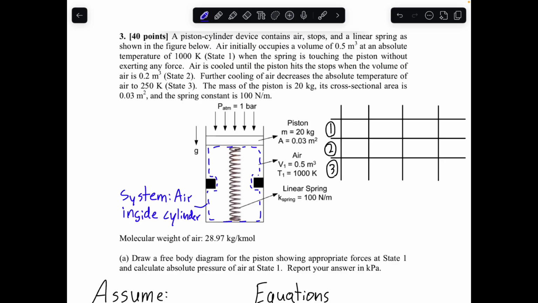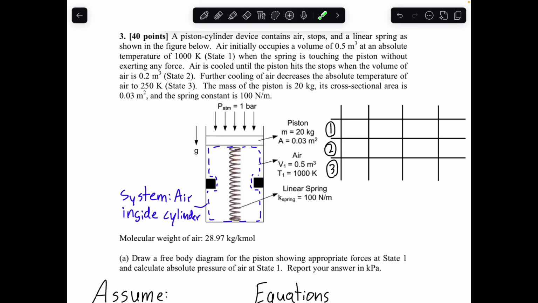Another logical choice would be to choose the air in the cylinder and the spring. You could include the spring as part of your system since it is inside of the cylinder here. But for me, I just want to focus on the air that's inside of here and not touch the spring. Because if we include the spring in our system, then we have to worry about the changes in energy of the spring as part of the changes in energy of our system. So as the spring compresses, its energy is going to change, and then the energy of our system is going to change. But if we just choose the air, then we don't have to worry about the changes in energy of the spring for our system.